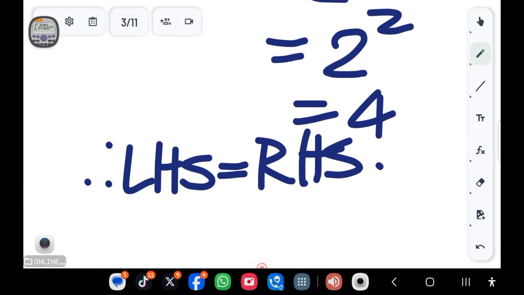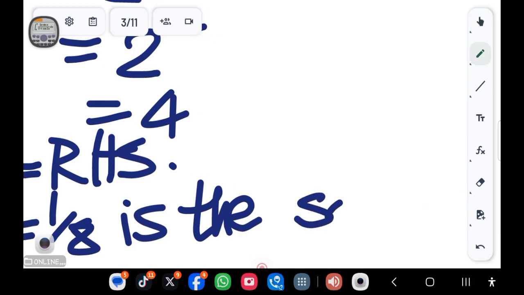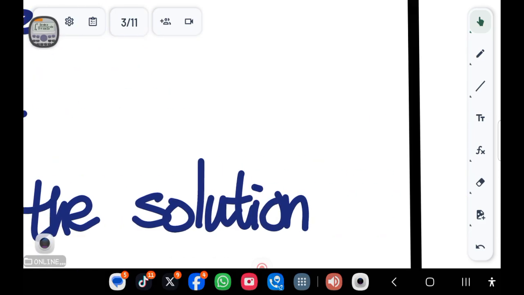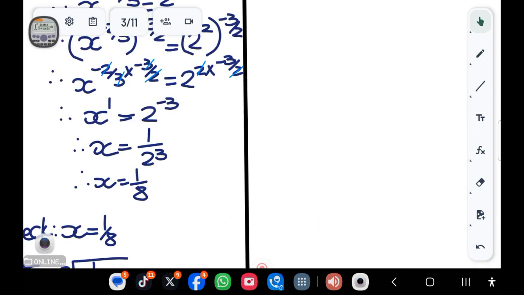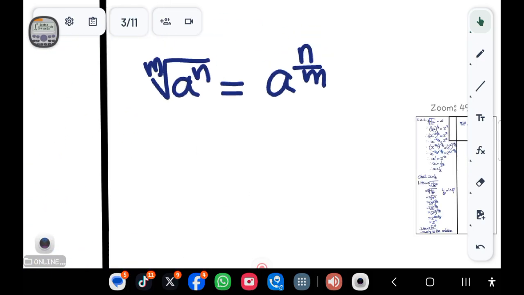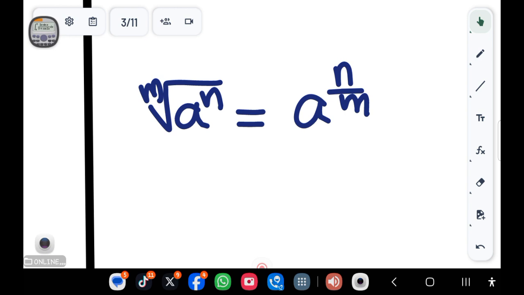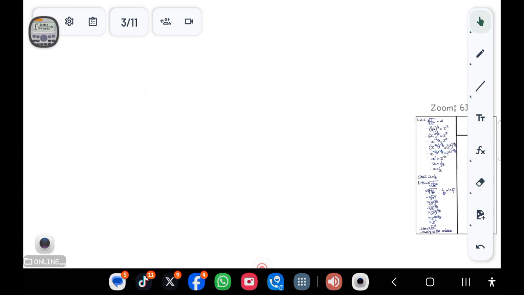Therefore, x equals 1 over 8 is the solution. You don't have to do the checking all the time. I just wanted to show you how to get the checking done if and whenever necessary, because there will be times when you will be required to do that. So make sure that you are able to do that without any problems.